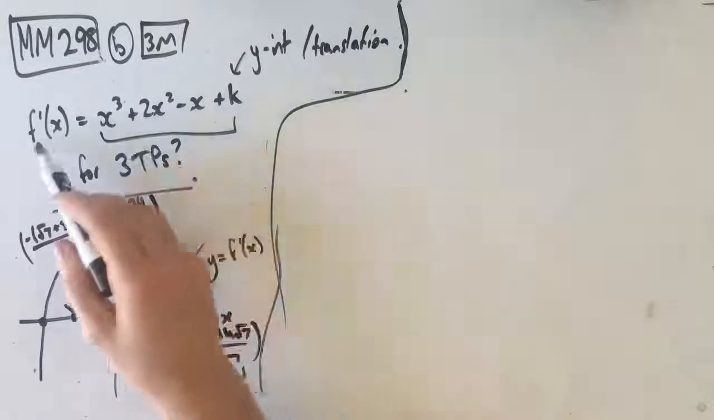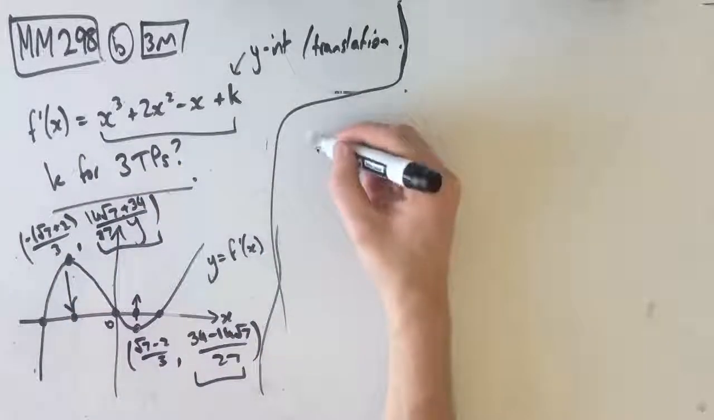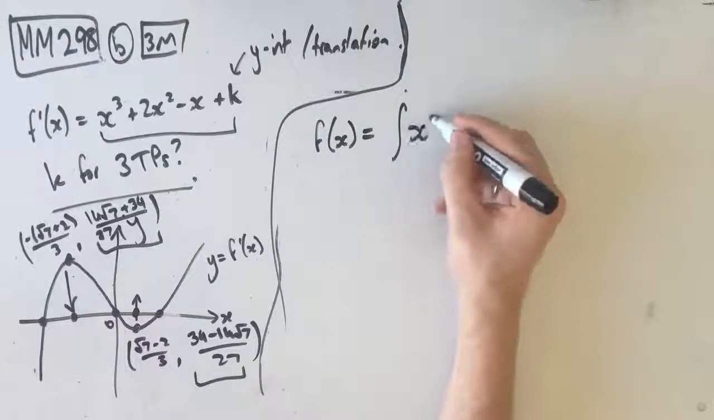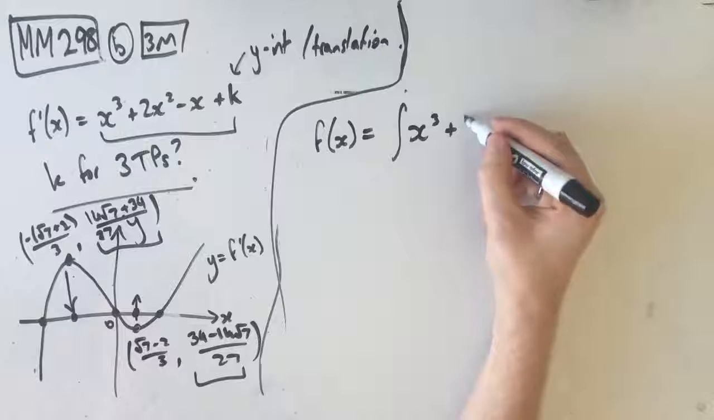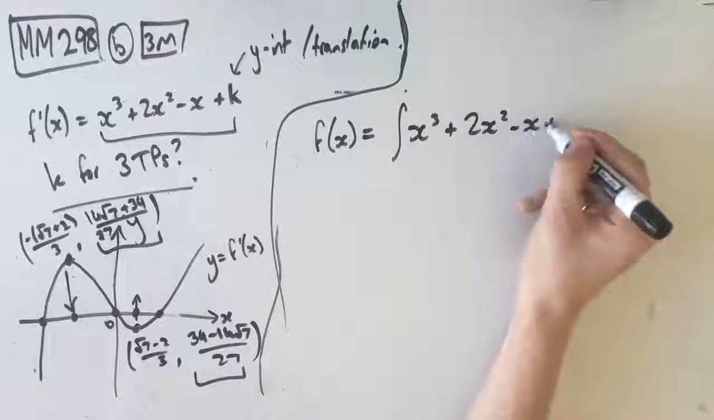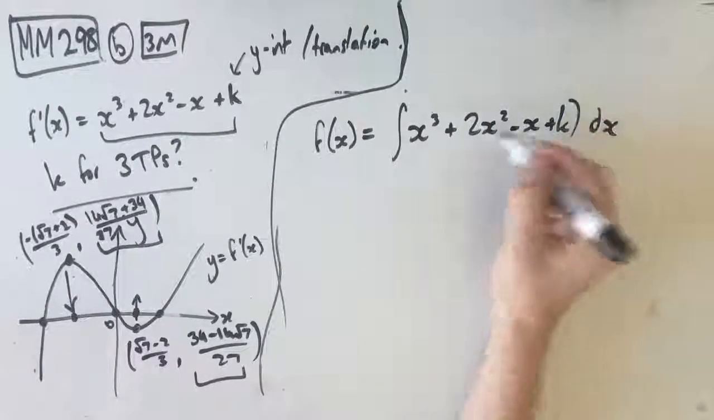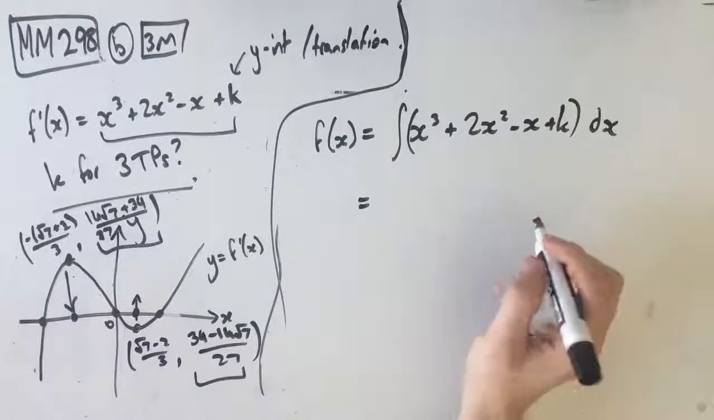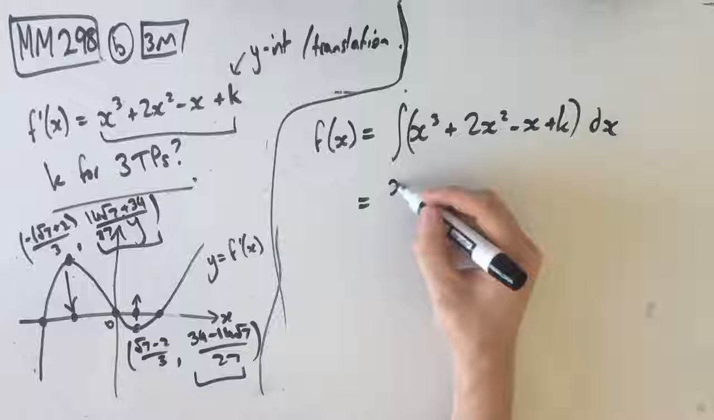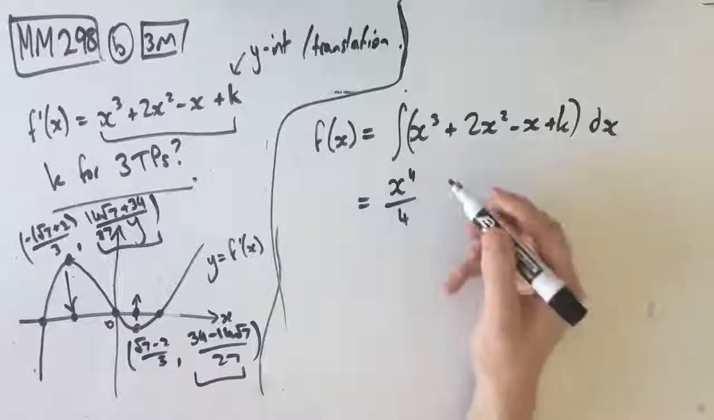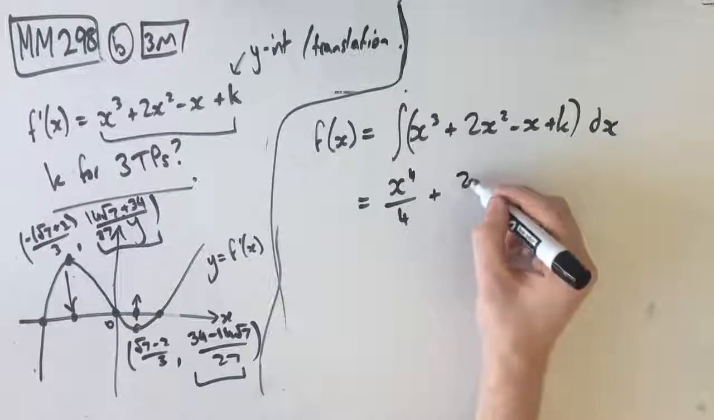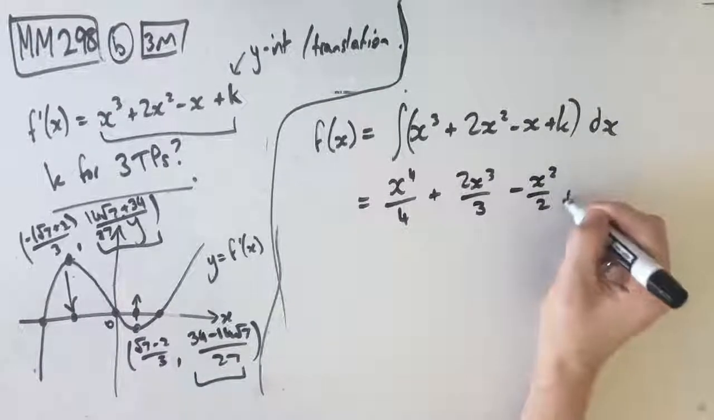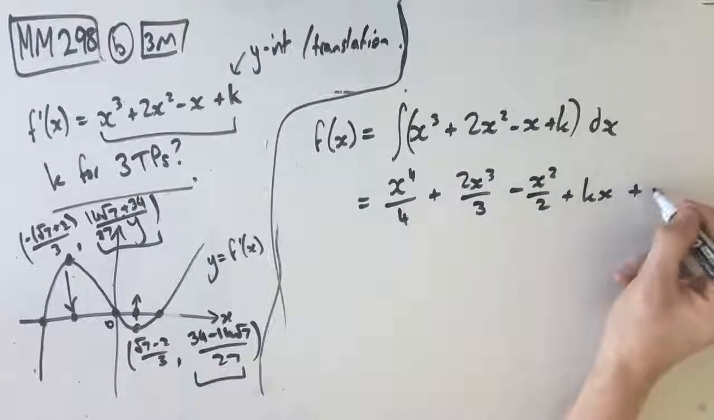Cool. So we know our equation for f dash of x, which means that our equation for f of x is going to be the integral of that, or the antiderivative of that. X cubed plus 2x squared take x plus k dx. Awesome. And we're just going to use this to find our equation. So from here, we can just evaluate this normally. So we get x to the 4 over 4, plus 2x cubed over 3, take x squared over 2 plus kx plus c, right?